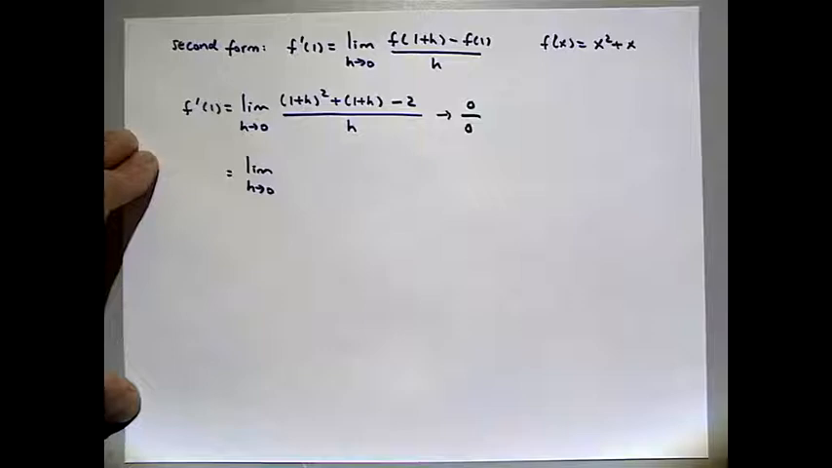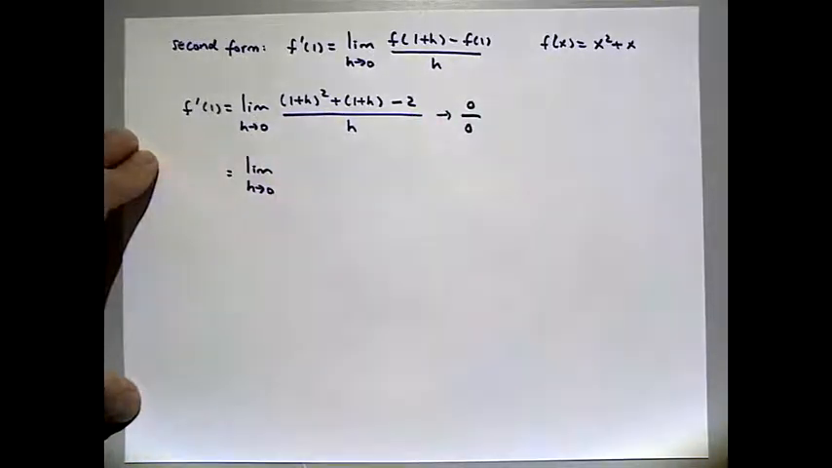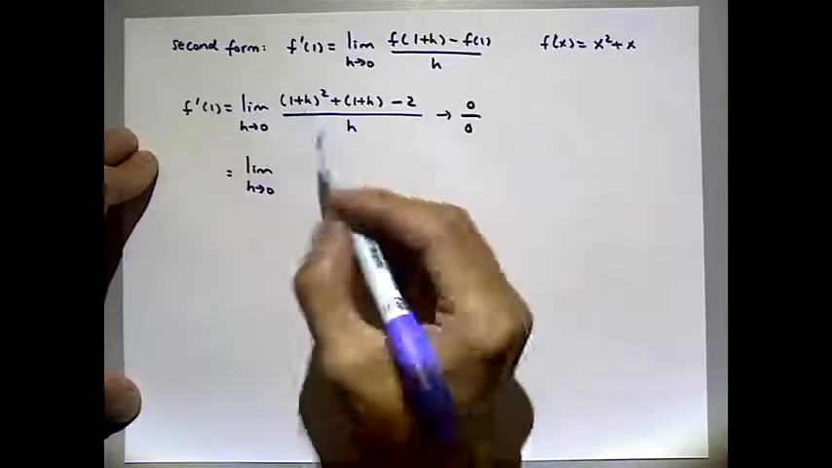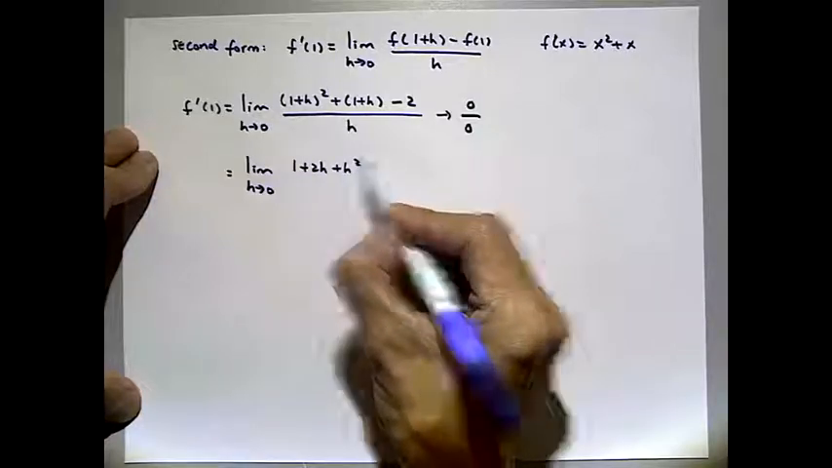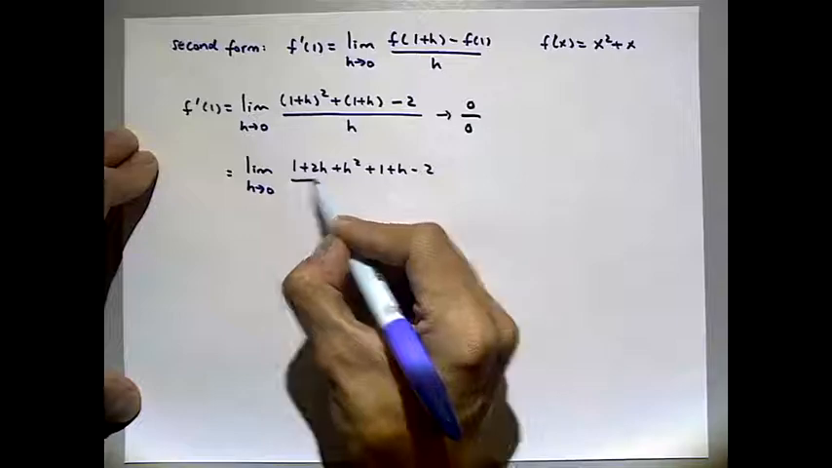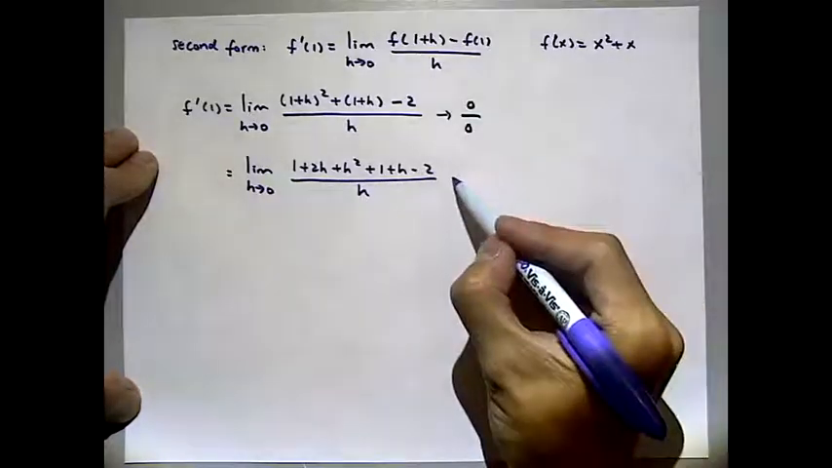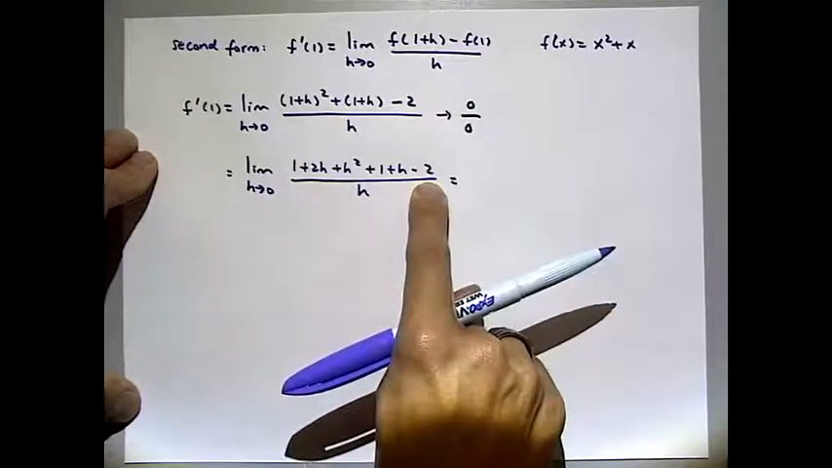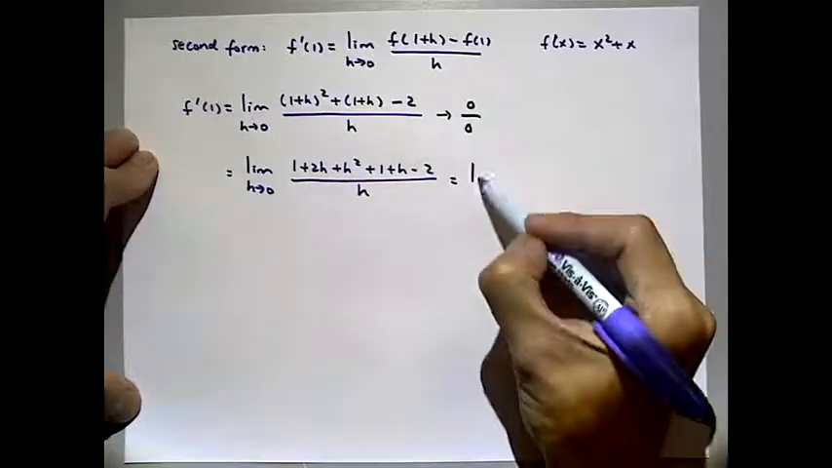And there's really not a whole lot we can do other than multiplying this out, simplify, and then try to clean this up. Okay? So what do we get? We get 1 plus 2h plus h squared plus 1 plus h minus 2 all over h. 1 plus 1 minus 2, those go away. h squared plus 3h is what's left on the top.